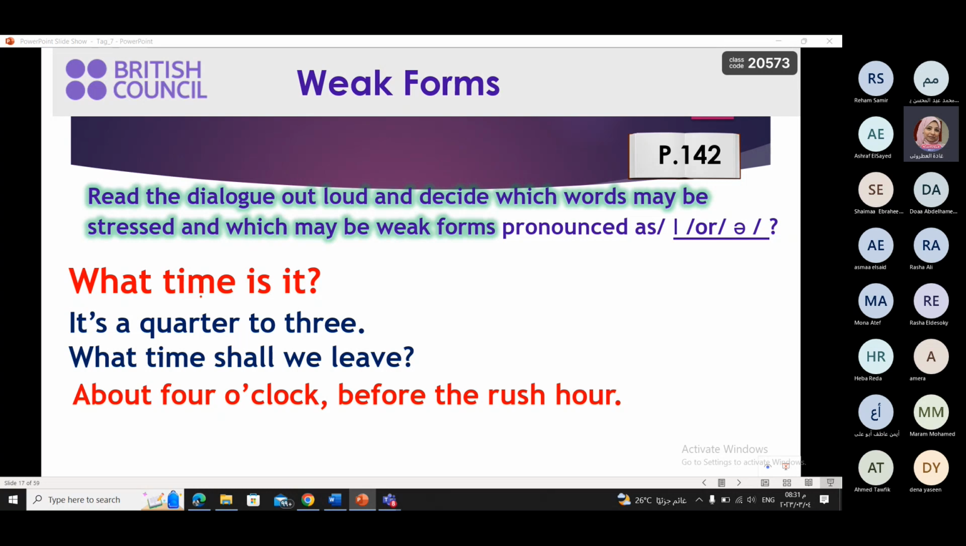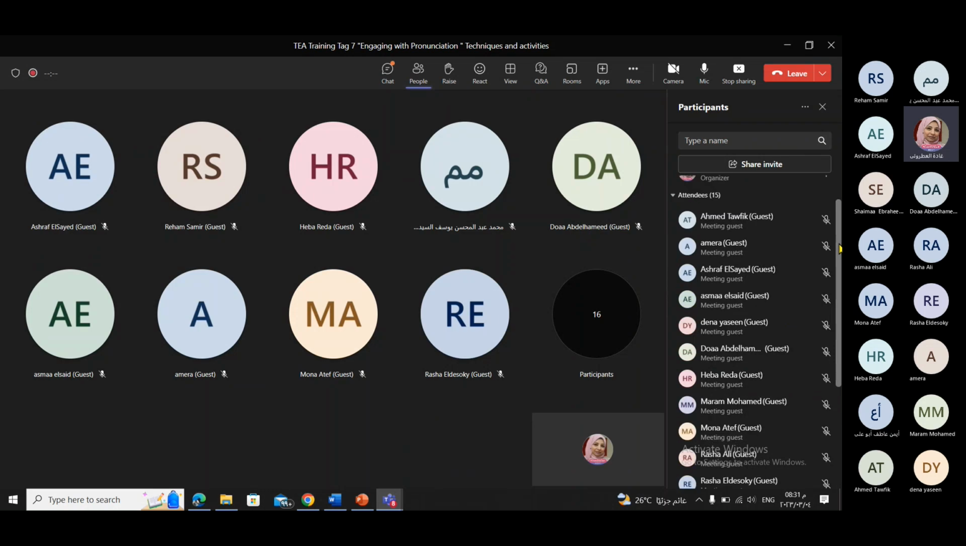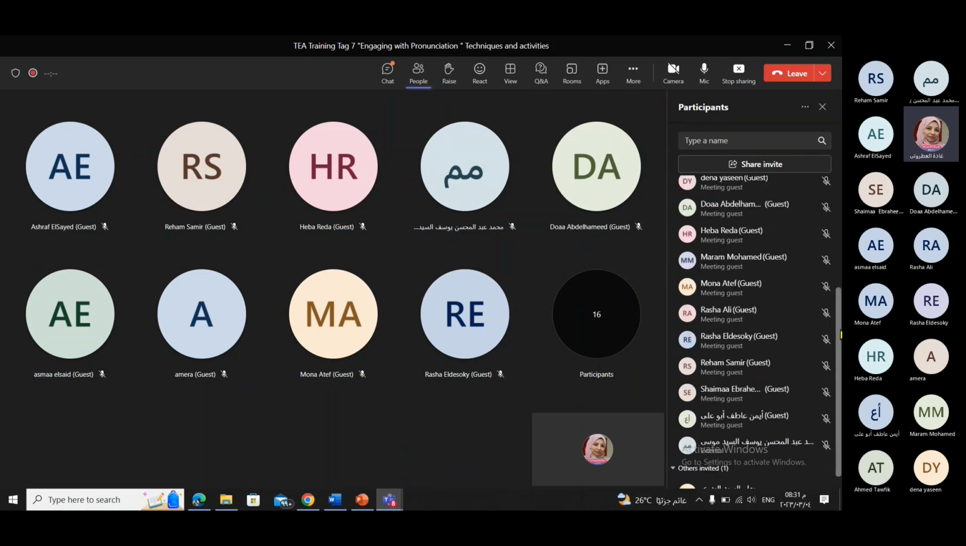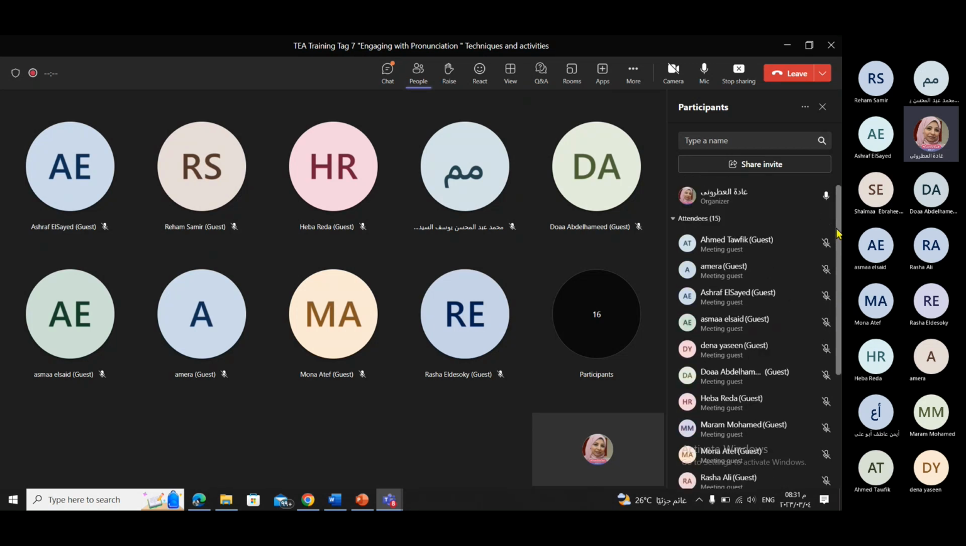So I want two of you to drill this. I want two of you to read the dialogue and find which words are stressed and which words are not stressed or have weak forms. Okay, I'm going to choose two of you. Who is ready? I will choose, for example, Rasha and Mr. Ashraf. Okay, are you ready? Yes, Ms. Gad. Okay, thank you.